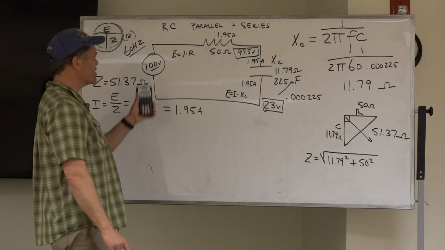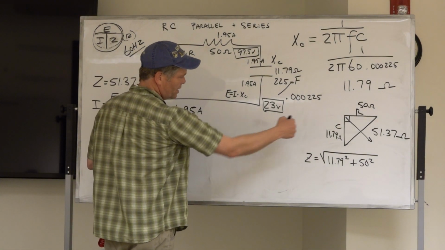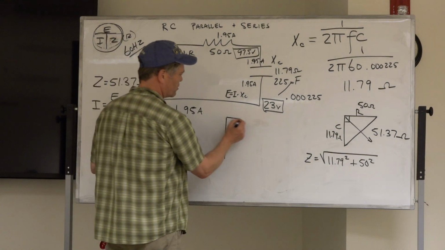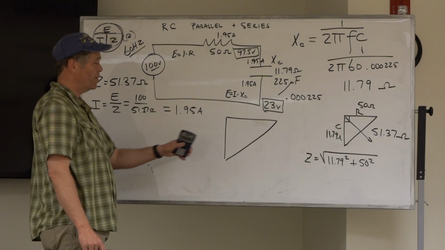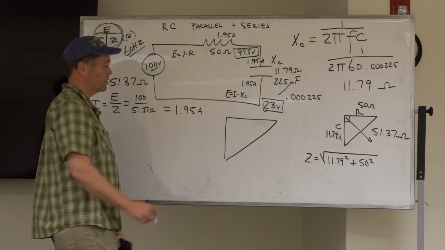So let's check that and make sure that my Pythagorean relationship works. Now, we already did it there, but let's go ahead and do it again. Now, remember, I'm going to draw my triangle like this. It really doesn't matter how you draw your triangle, but I'm doing it that way to remind me and you that we're no longer in inductors, we're in capacitors.